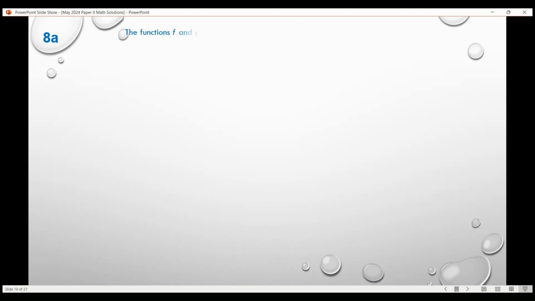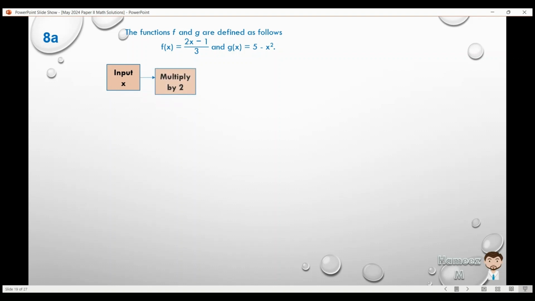Number 8a, the functions f and g are defined as follows. f of x is equal to 2x minus 1 all over 3, and g of x is equal to 5 minus x squared. We can bring this up as a flow diagram, something different from what you're accustomed to. If we consider the function f of x, let's say the input, whatever number we're starting with, is x. The first thing to do is multiply by 2. So that will give us 2x.